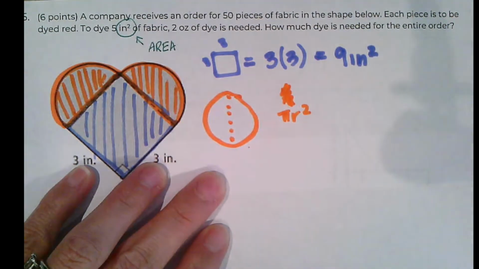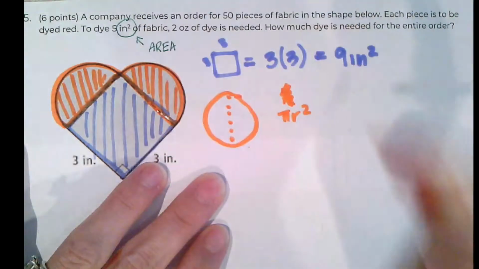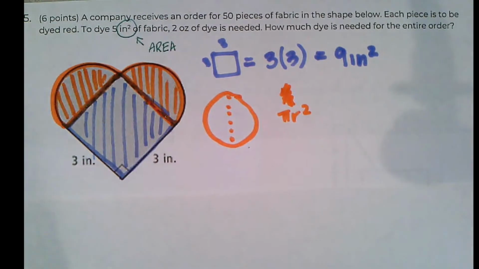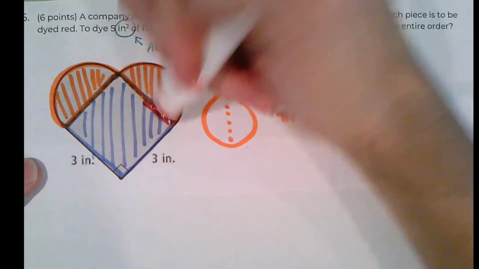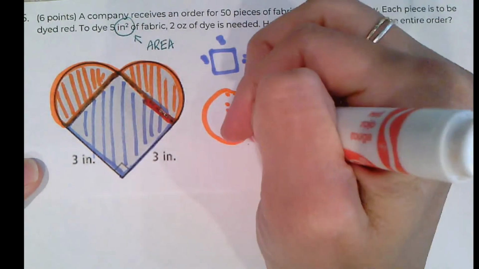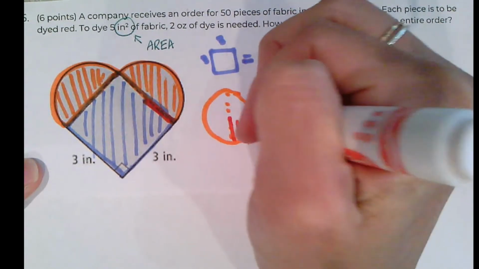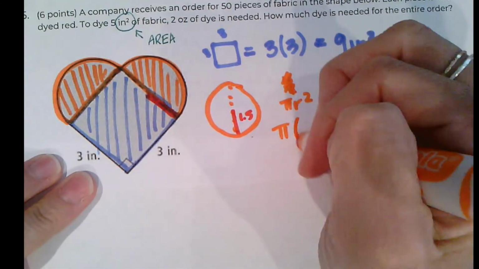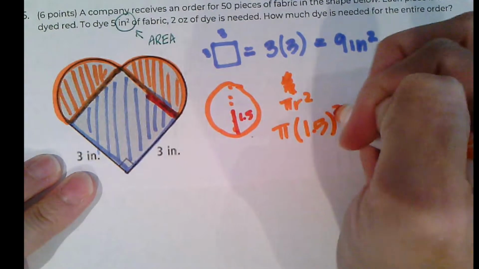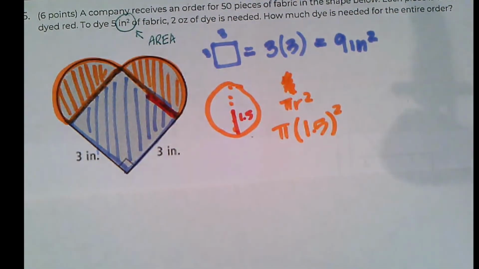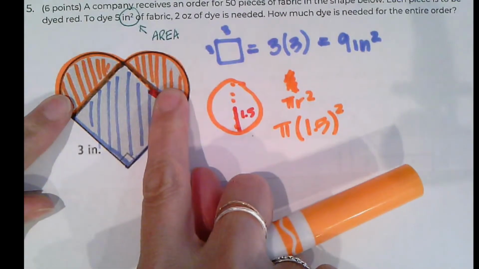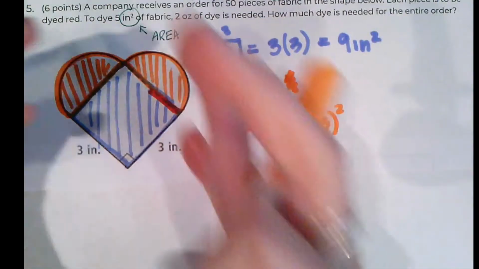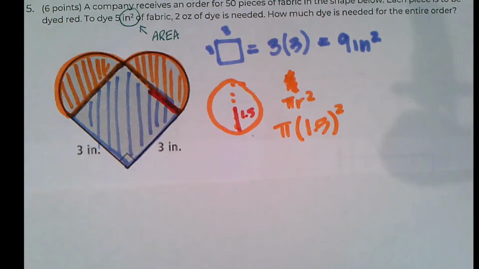So we need to figure out our radius. If this whole side is 3 inches, then we only care about half of it. So our radius is going to be 1.5. So that's what we're going to use in our formula. Instead of 3, this is going to be pi 1.5 squared. And again, I know that there's half a circle, but there are 2 halves. So we have a whole circle if we were to just put this back together.